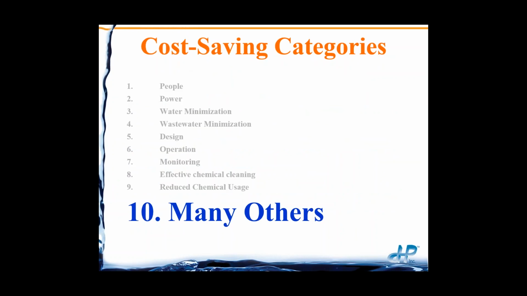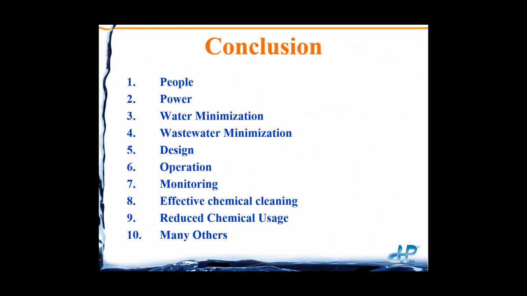Okay, so there are many others, but we can't go into any others today. So in conclusion, we looked at 9 different areas, with people in power being number 1 and 2, areas to look at for how we can reduce costs at an RO water treatment system or really any water treatment system.